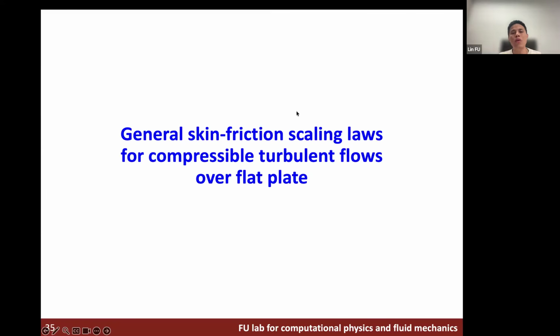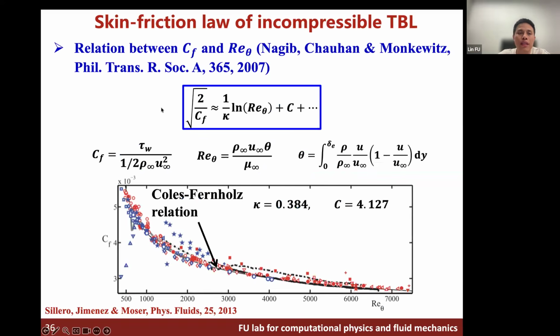So now we come to the fourth story. We have a compressible law of the wall for temperature and for velocity, and we also understand the velocity-temperature quadratic relationship. So how can that help us get something more interesting? Then we reach the story about the general skin friction scaling law for compressible turbulent boundary layer flow over a flat plate. This is actually a textbook problem.